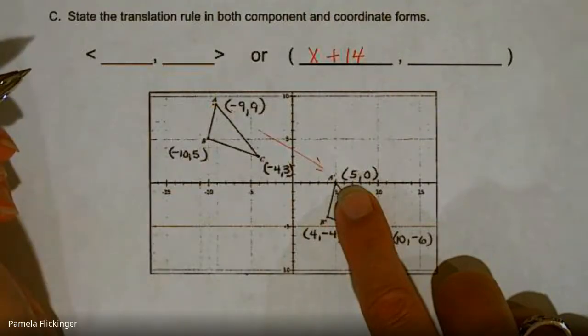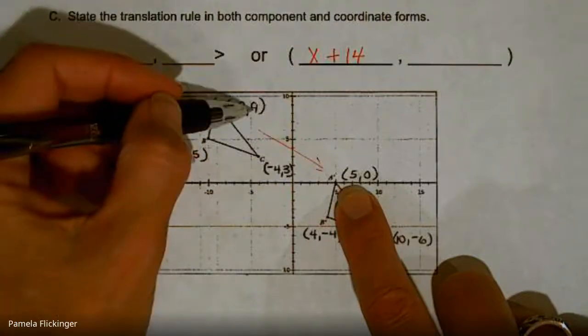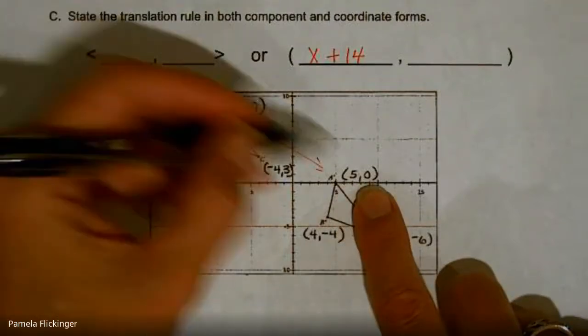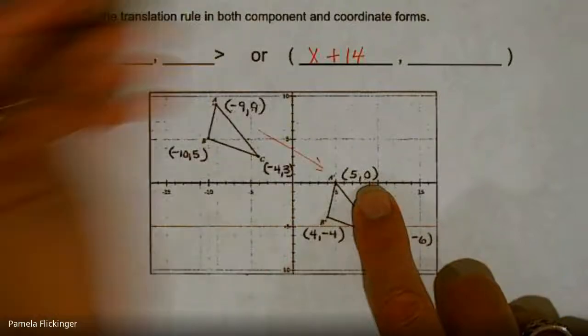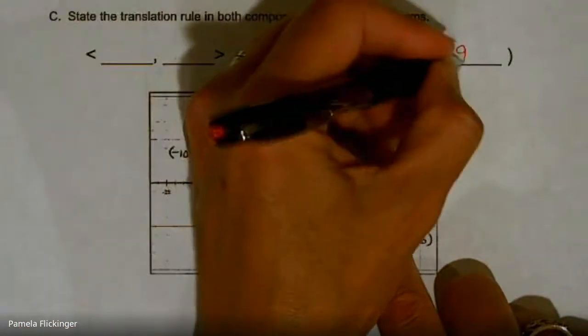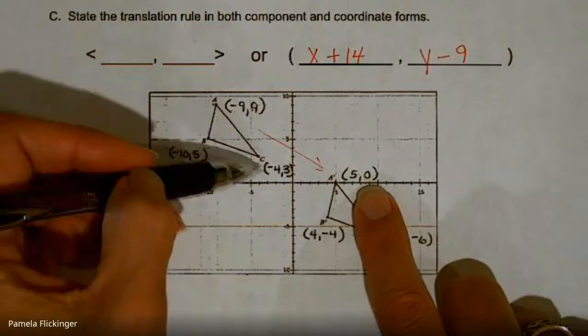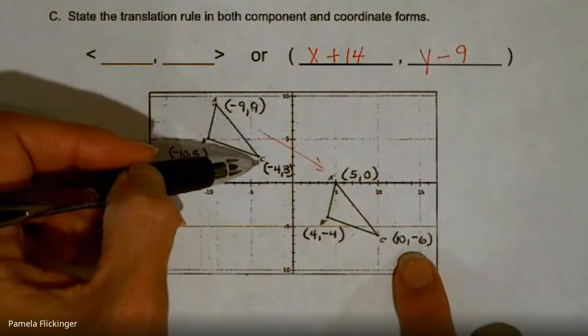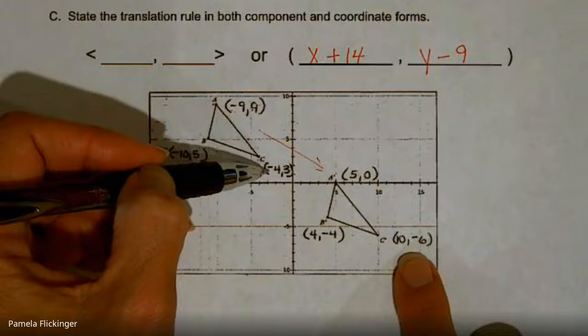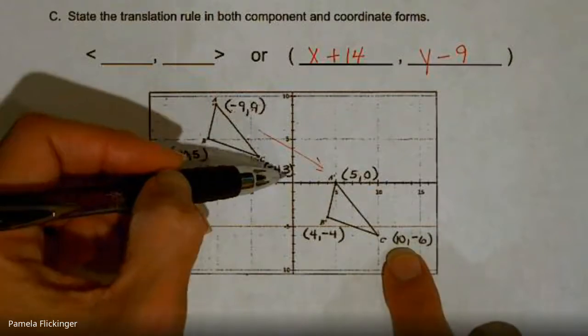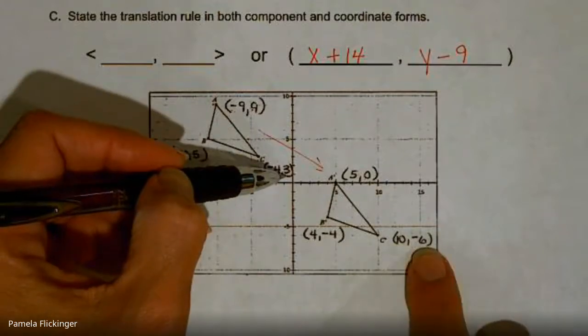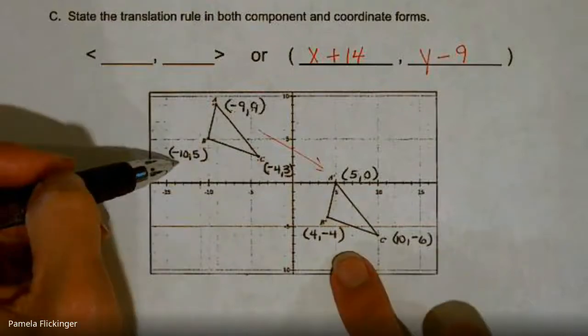Did I do the right math? Yes, I did. All right, to do the Y coordinate, to go from 9 to 0, we're actually subtracting 9. All right, and then we can check it out. Let's apply that rule to our C and C prime. -4 plus 14 puts us at 10, and 3 minus 9 gets us at -6. And we could do the same for B as well.